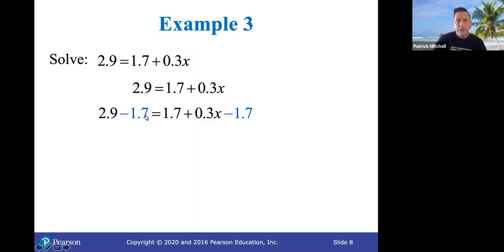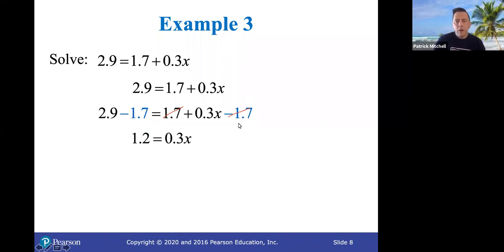I am going to subtract 1 7/10 on both sides. And of course, the reason I'm doing that is so that this and this will cancel. All right, and I'll have oranges on this side, and I'll just have an apple on this side. So now 2 9/10 minus 1 7/10 is 1 2/10.